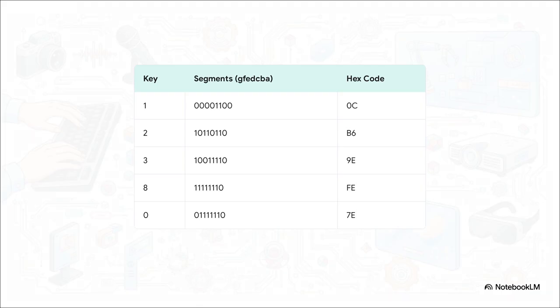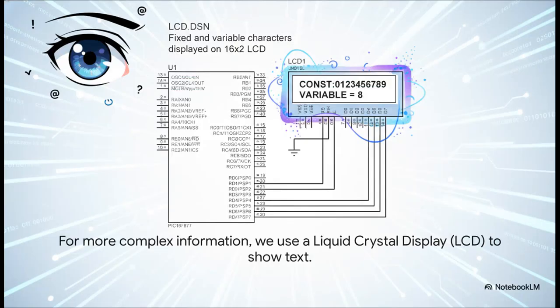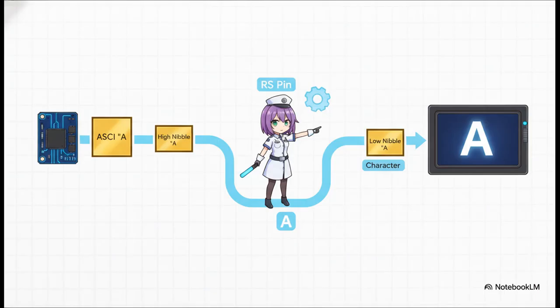If it needs to display an 8, it looks up the code for 8, which is FE in this case, and that code tells it, hey, turn on all 7 segments. If it needs to show a 1, it looks up the code 0C, which only turns on those 2 segments on the right side. It's a super fast dictionary. But of course, sometimes you need to say a lot more than just a number. And for that, we need something like an LCD screen. These are way more powerful because they can show you a whole range of letters, numbers, and symbols, which allows for much better communication.